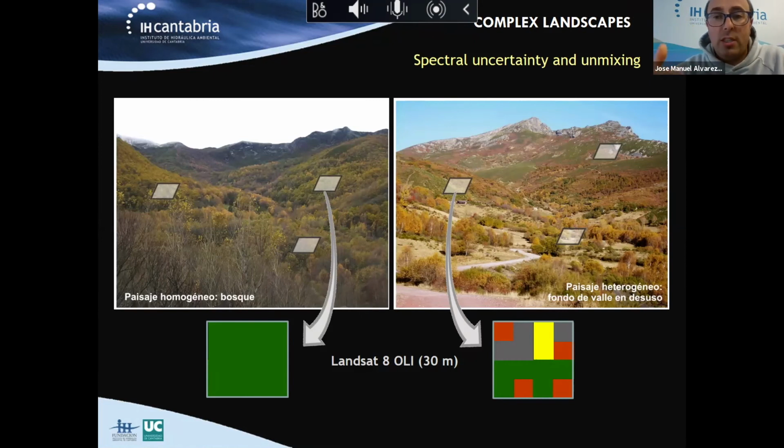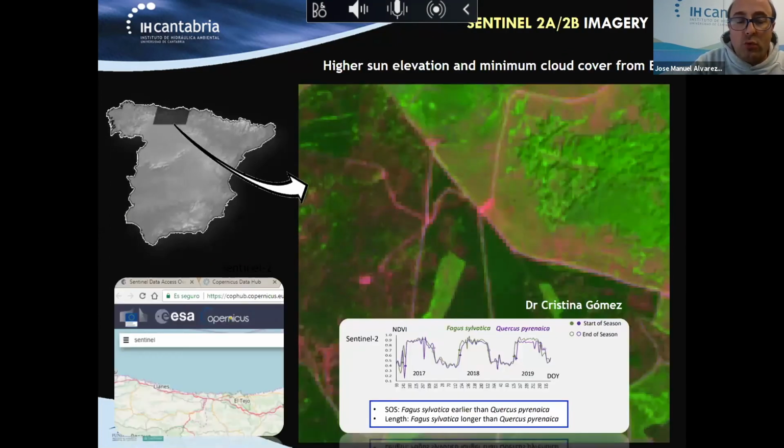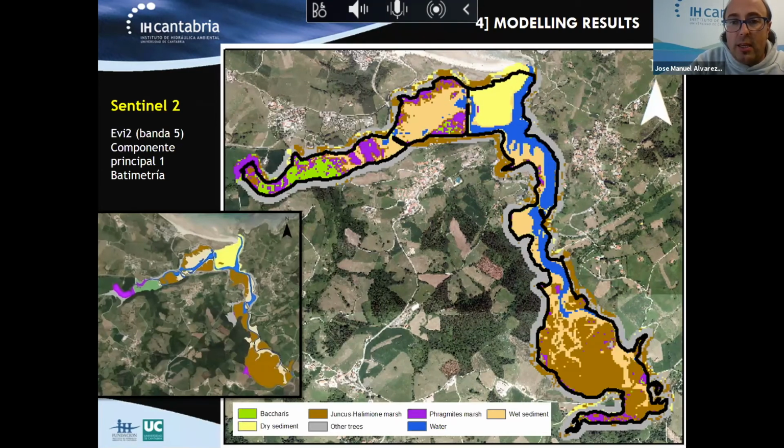We have uncertainty, we have spectral mixing, we are not using the most suitable remote sensing databases. So, as I told you, we have to change, let's say, from Landsat to Sentinel. This is a map that we did in a coastal area with Landsat. This is with Sentinel. We can see that the spatial accuracy improves the map quite a lot.